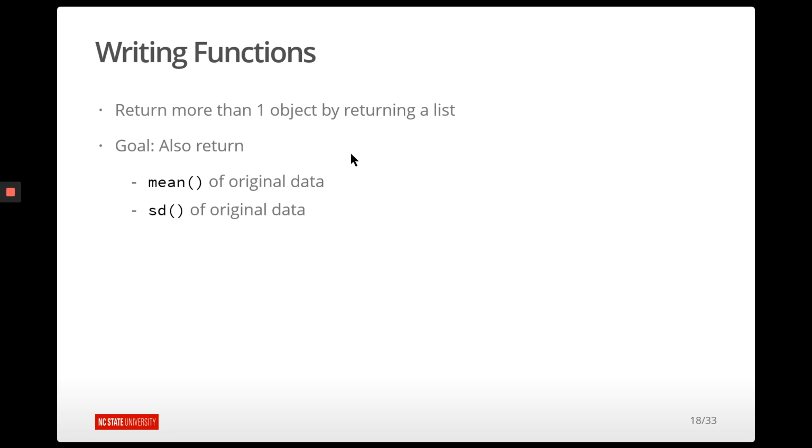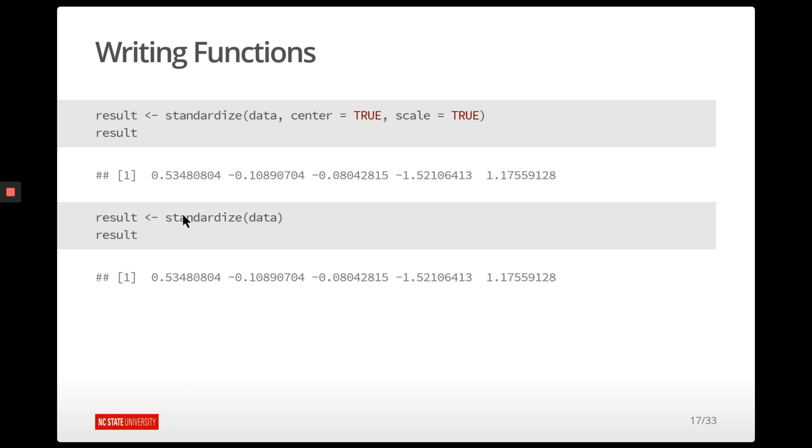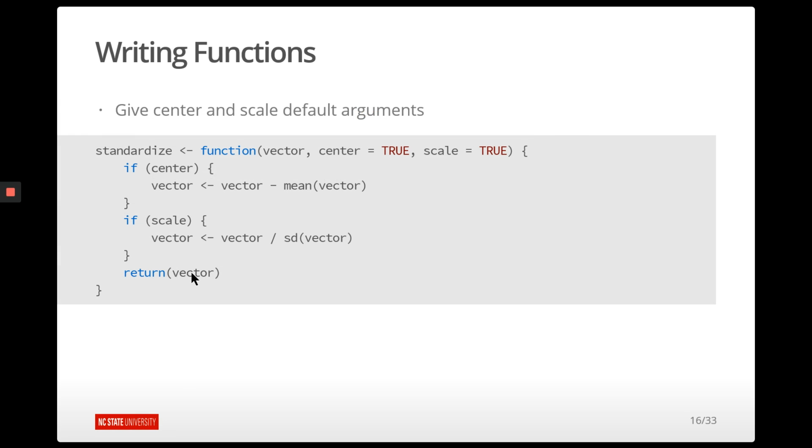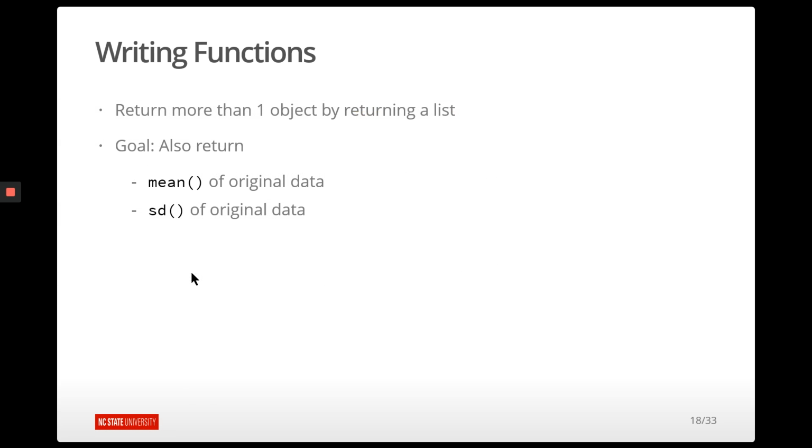We might also want to return multiple things though, right? So right now what we're doing is we're returning a single vector, the possibly altered vector. Well, you might want to also return other information about whatever you did. So for instance, here we might want to return the mean of the original data and the standard deviation of the original data. Maybe that way we can back transform if we wanted to.